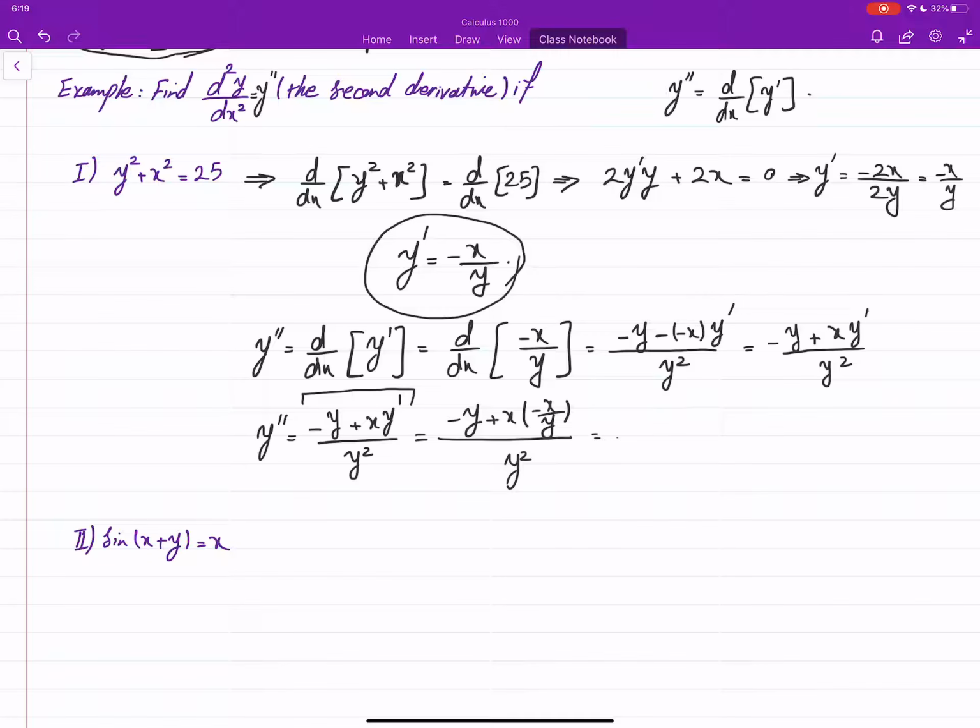And now you can simplify this thing. This will be minus y minus x squared over y squared. You simplify a little bit more. Y squared minus x squared over y squared. Oh, y cubed, because this y, we found the common denominator. That will go down. First find the first derivative and then differentiate it again.